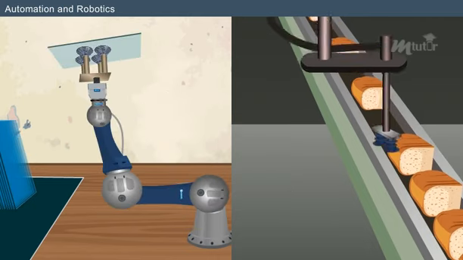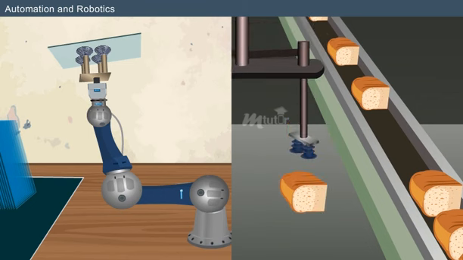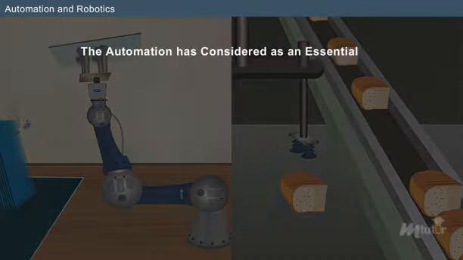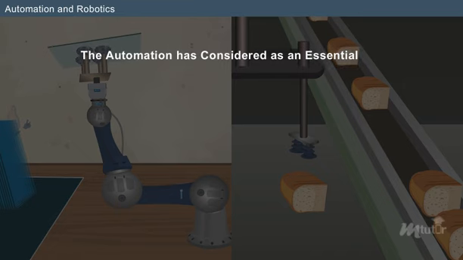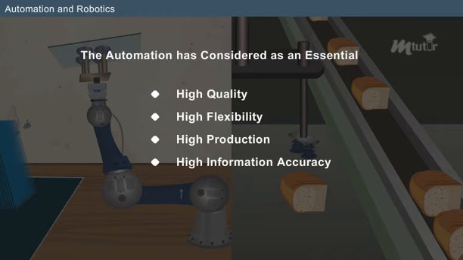Automation is the process of employing the machines to do work by excluding the errors caused by humans, but with the help of human supervision. For the following reasons, automation is considered essential: high quality, high flexibility, high production, high information accuracy, high safety. Let us discuss one by one.